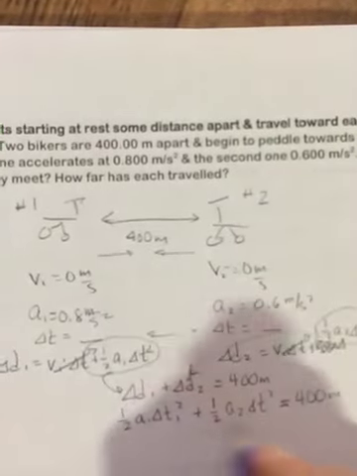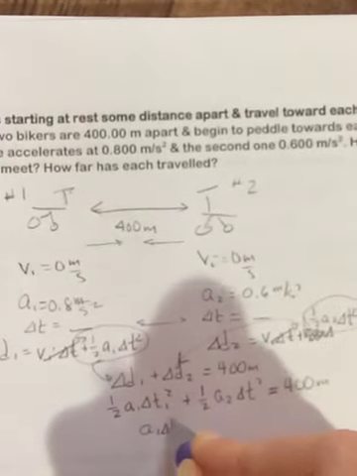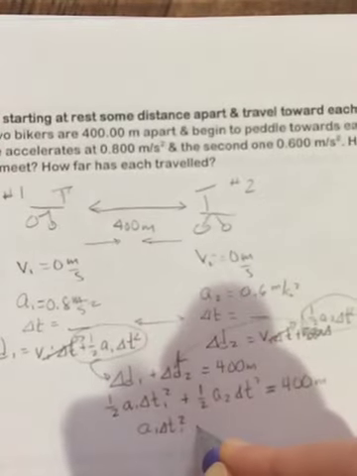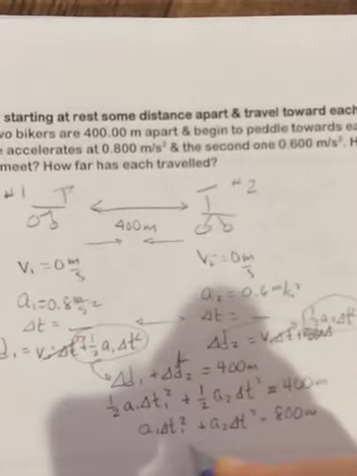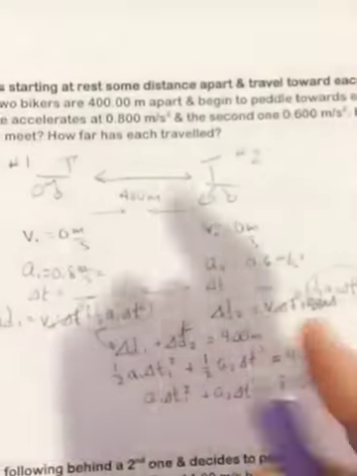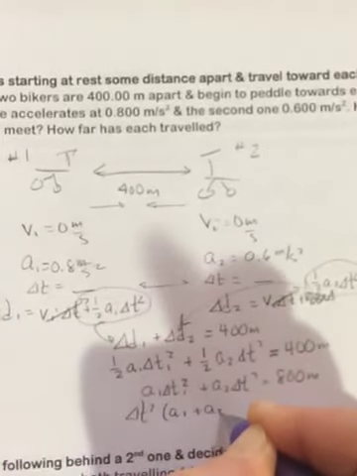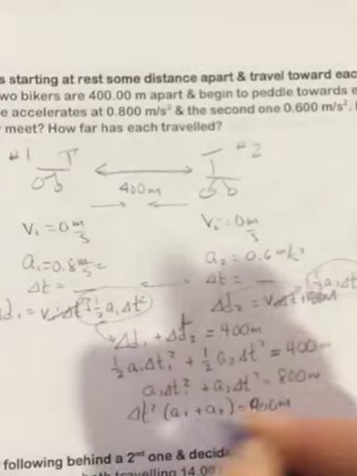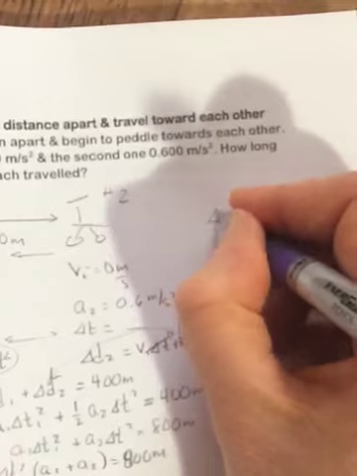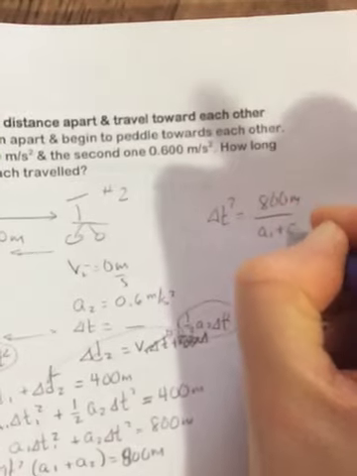Now, the only unknown you have is your time. If you want to get rid of the 1/2, you can multiply everything by 2. So A1 T squared plus A2 T squared will equal 800 meters. And then we need to solve for T, so you could factor it out. So pull the T squared out, and you would be left with A1 plus A2 multiplied by T squared is equal to 800 meters, and then divide both sides by A1 plus A2. So T squared is equal to 800 meters over A1 plus A2.